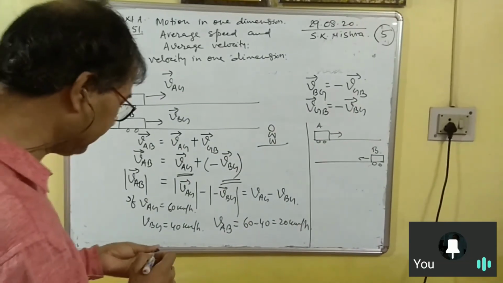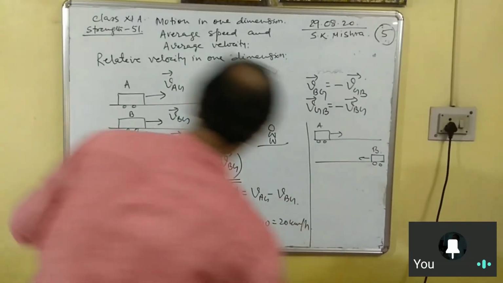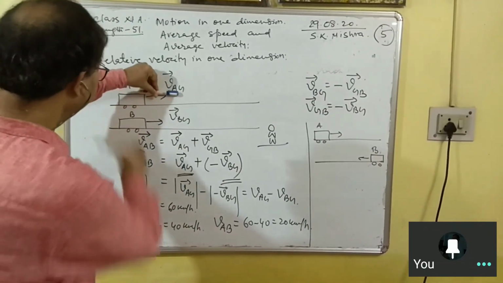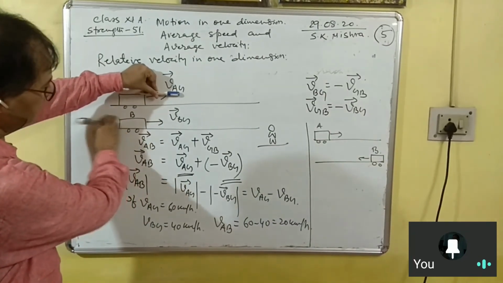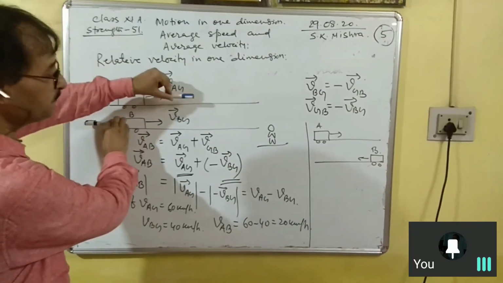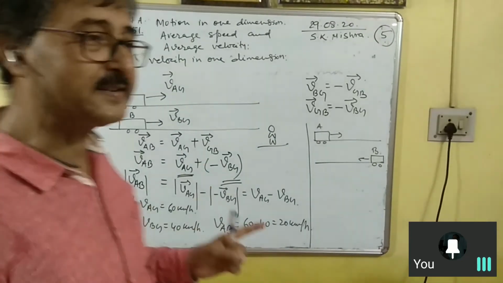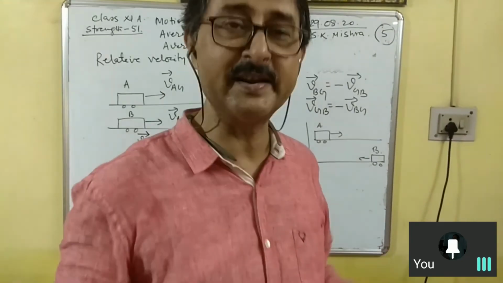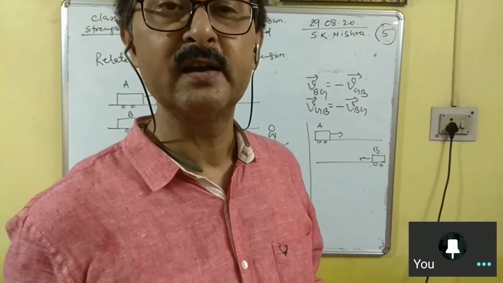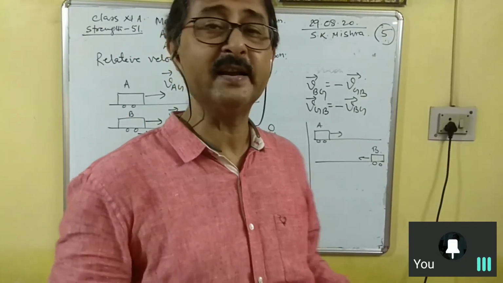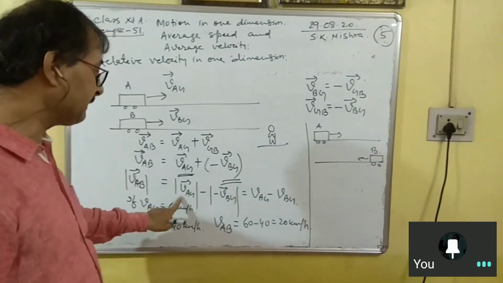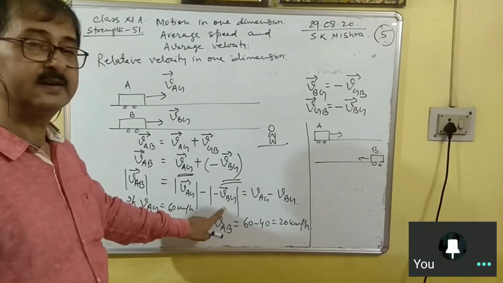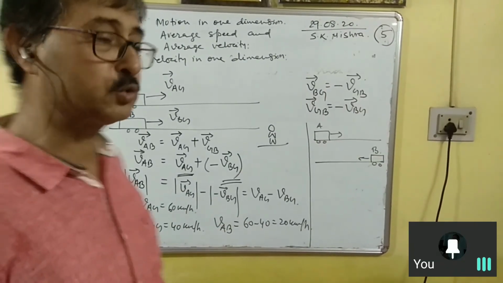Now you have two vectors in opposite directions. This is the VAG direction, and this is the minus VBG direction. So what is the angle between them? 180. And if two vectors are inclined at 180 degrees, that is, opposite to each other, their resultant is nothing but the difference of the magnitudes of the two vectors.